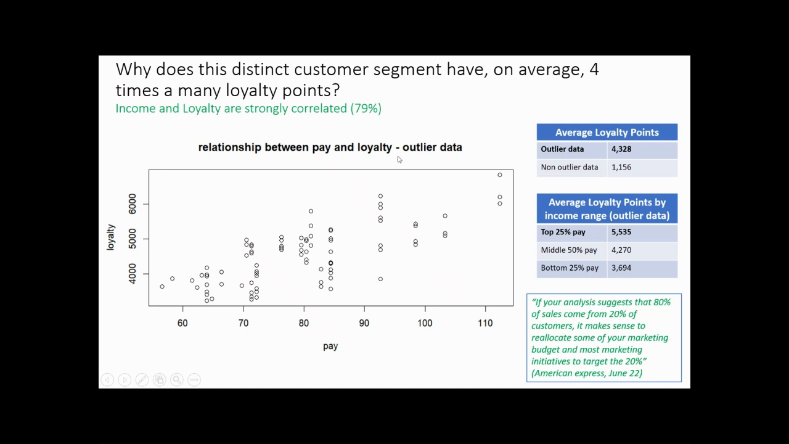Analyzing this subset of loyalty outliers showed two important things. Firstly, on average, they have about 4 times as many loyalty points as the general population. And secondly, there's a strong positive correlation of 79% between pay and loyalty in this outlier group, with customers in the top 25% pay range accumulating the highest average loyalty points. Turtle Games should target high-income customers in the top 25% pay, as they are the most loyal customers.